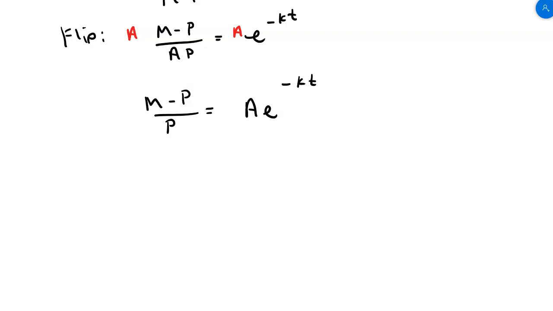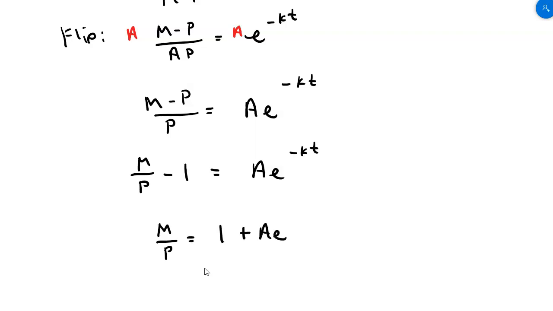Now you realize that a that's in there is actually part of my constant of integration. Right? So if it looks like there's no plus a c at the end, oh, there is. It's that a that's over there. All right, this is good, because now I can separate this into an m over p minus 1. Right-hand side stays the same. Move that 1 over, and I get m over p equals 1 plus ae to the negative kt. Let's flip again.